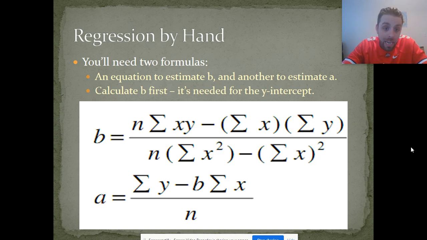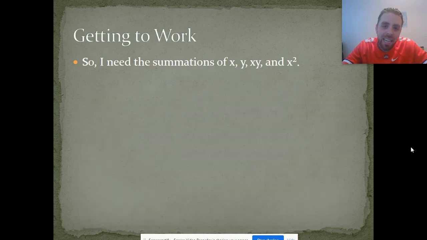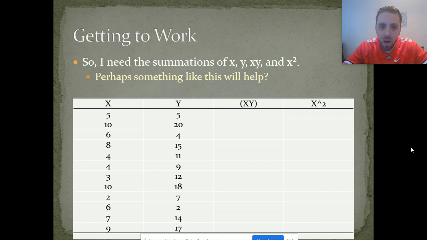So I'm just scanning and glancing at the formula here, and I see I'm going to need the summation of x, the summation of y, the summation of xy, and the summation of x squared. I hope this is starting to sound familiar and to jog some of your memories from what you had to do last week. So if I need the summation of x, y, xy, and x squared, perhaps something like this is going to help us. Does this look familiar?